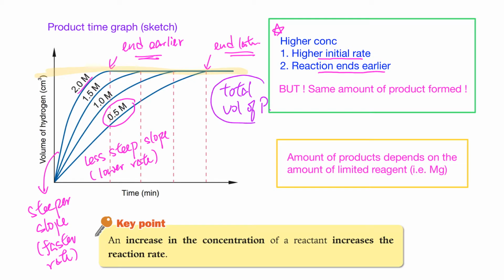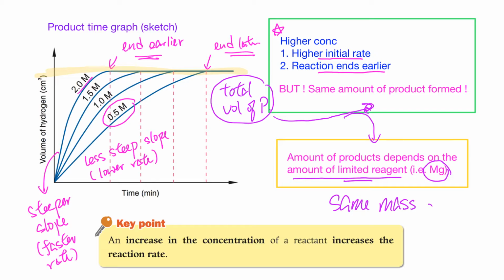Actually, this one depends on the amount of limited reagent. In this case, because HCl is in excess, the limited reagent will be magnesium. If we use the same mass of magnesium, then we'll find that the volume of hydrogen produced should be the same.